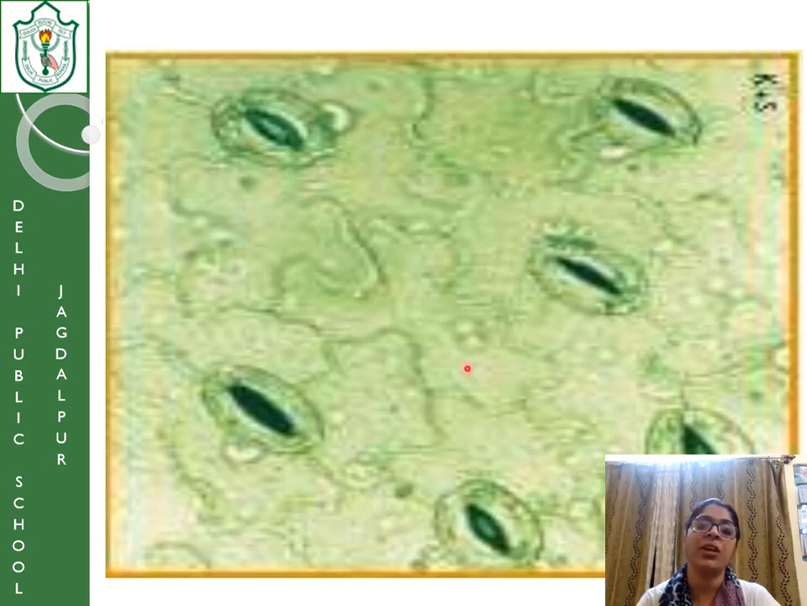Next, this is the very close view of the slide. You can see how it will look. Now when you are going to make this slide in the lab, your slide should be like this. The different stomata should be visible. And if it is not visible, that means you have made some error. So we will practice this. This is a very important practical for your class 10 board practical exam.